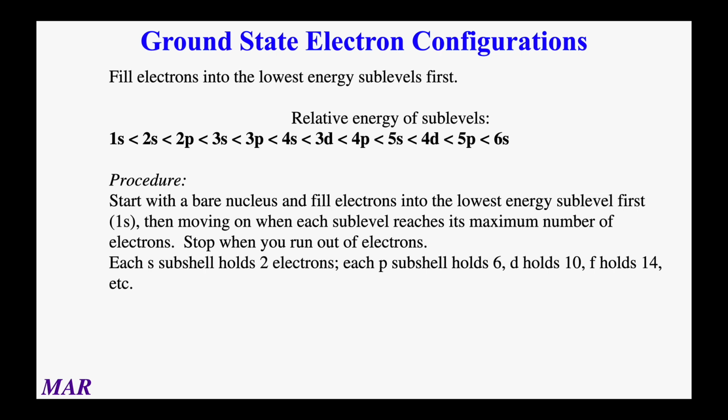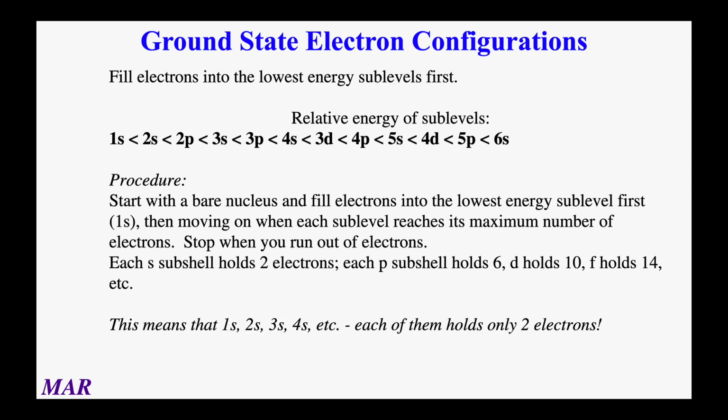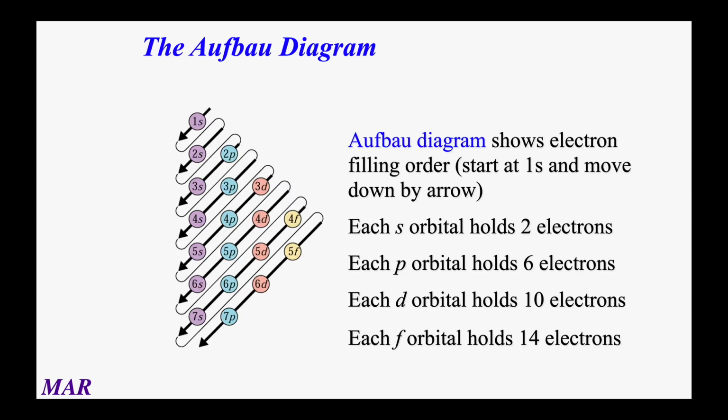Each of the s's will hold 2 electrons, each p will hold 6, d will hold 10, f will hold 14. And yes, you can go past it, but really just going up to f is fine most of the time. All of the s subshells will hold 2 electrons: 1s, 2s, 3s, 4s, 5s, 6s. There's a bunch of them, but they're always going to hold just 2. And also, all of the p's will hold 6. So 2p, 3p, 4p, yes, there's a 5p and a 6p, etc. Those will all hold 6.